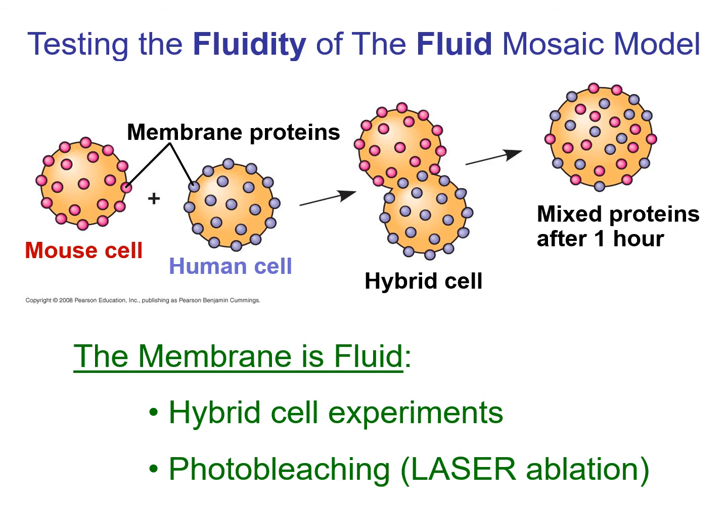Immediately after doing this, you'll see one big cell that is half one color and half another color. But if you leave it for an hour, it becomes one color. What's happening is those proteins are moving around randomly within the membrane. They're dispersing themselves, and we don't see those two colors anymore. We see the combination of the two colors throughout the cell.